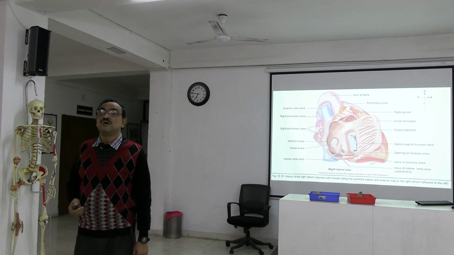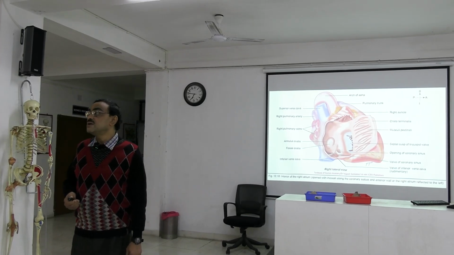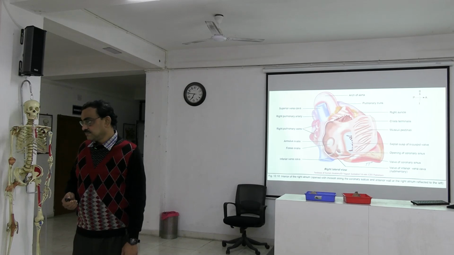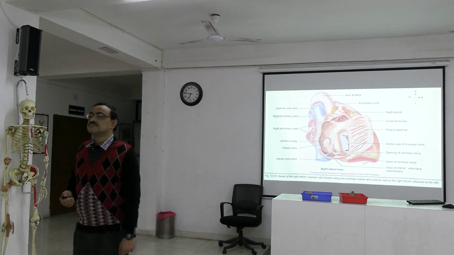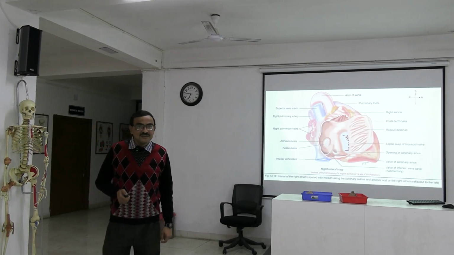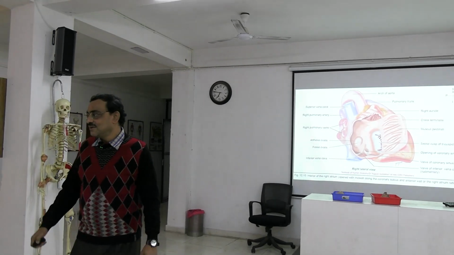Remember, the left horn of the sinus venosus actually obliterates. Only a part, that is the left venous valve, is incorporated in the septum secundum. Gradually you will know.